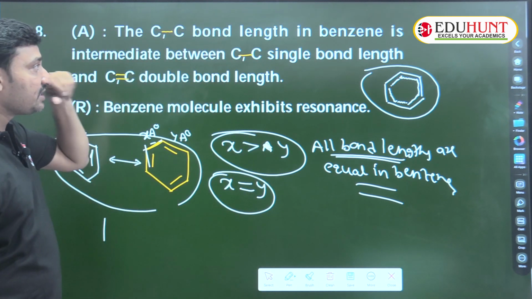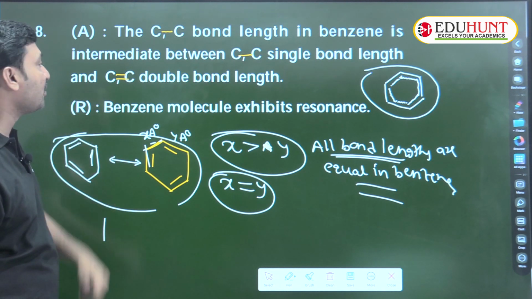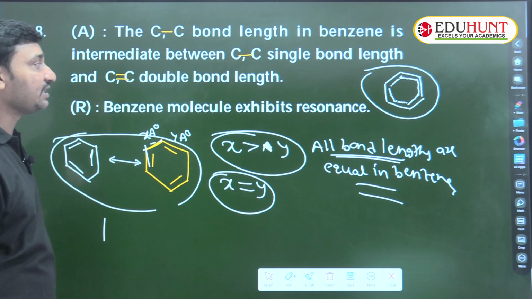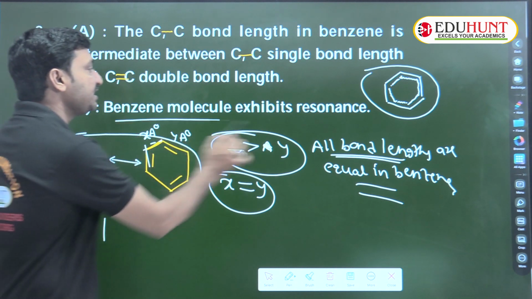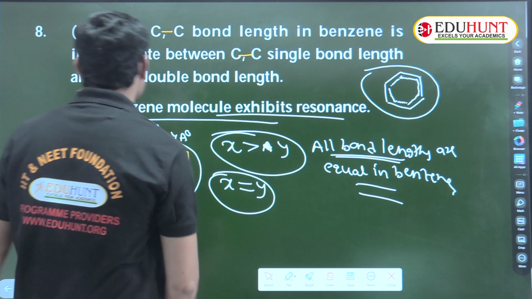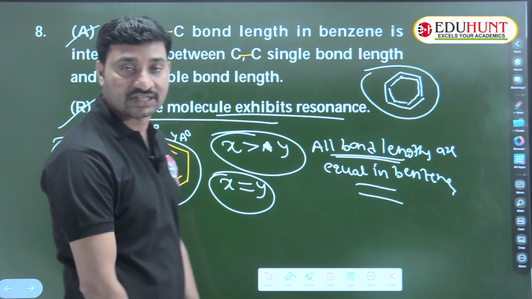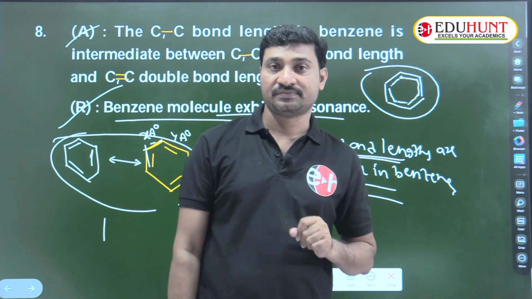So the C–C bond length in benzene is intermediate between the C–C single bond length and the C=C double bond length, because the benzene molecule exhibits resonance. This is the correct reason for the assertion, right? Hence the right choice is the first option.